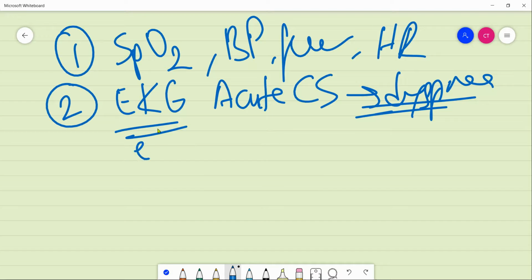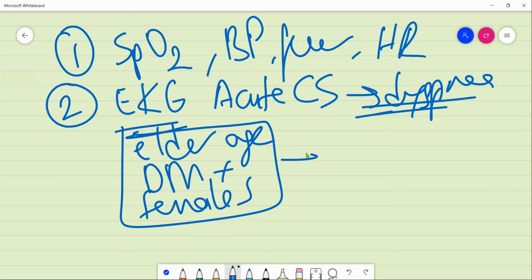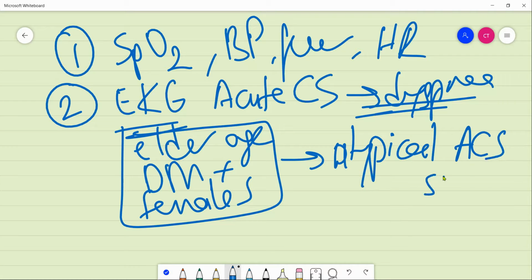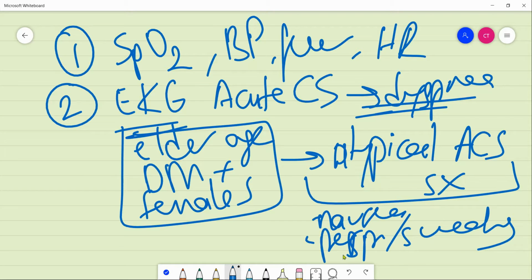So these three: older patients, diabetes, and females. Look out that these three groups may present with atypical acute coronary syndrome symptoms. For example, nausea. For example, perspiration, sweating. For example, dyspnea. Even lightheadedness, there are some patients who present with it. So this is really important.